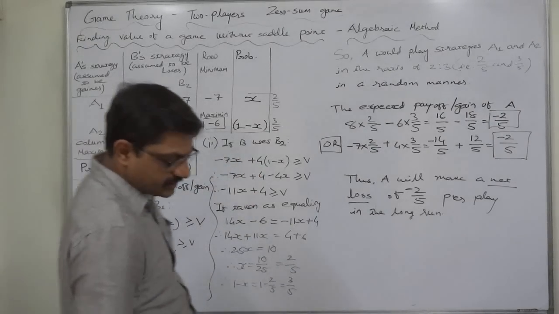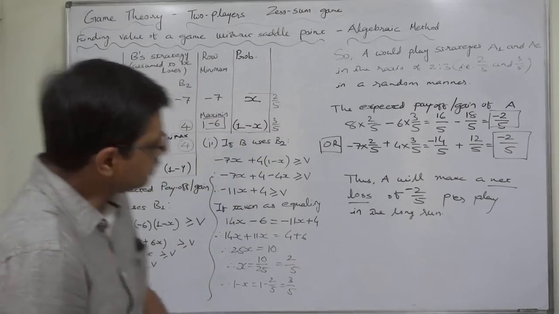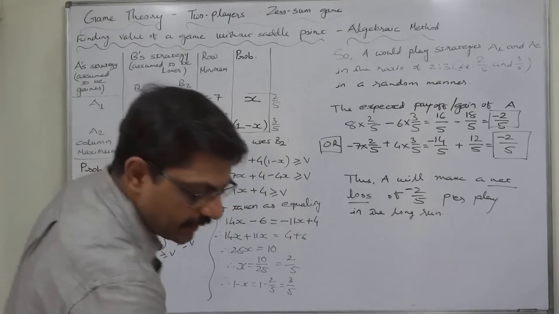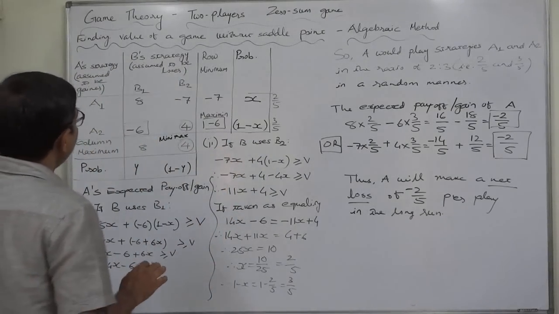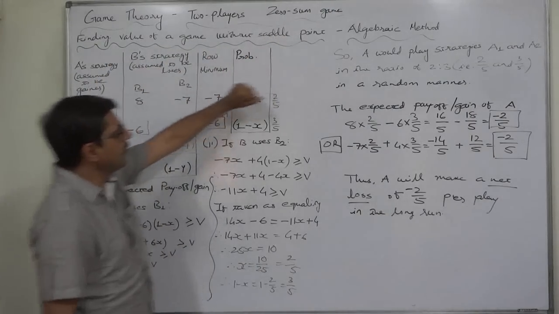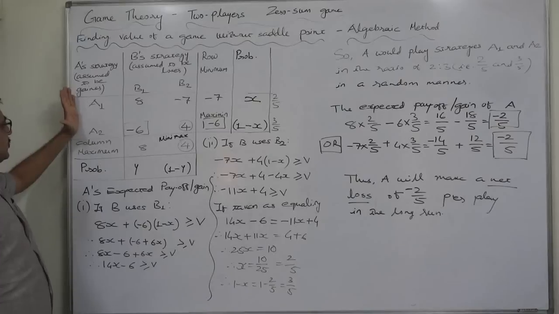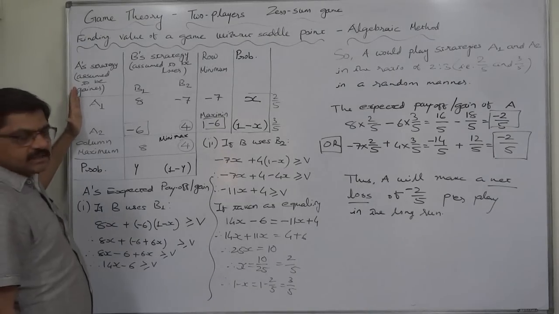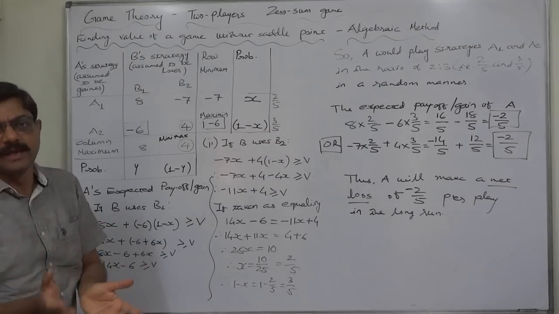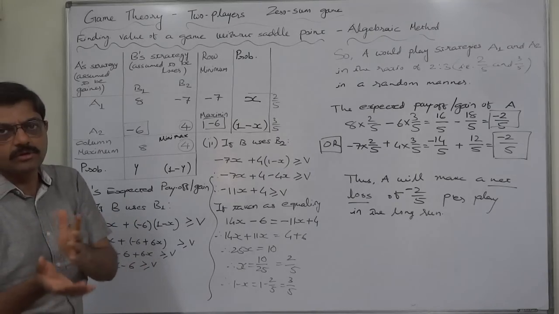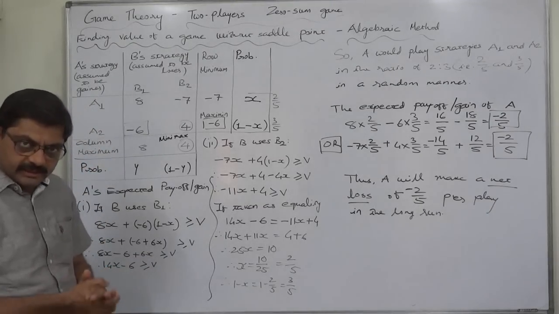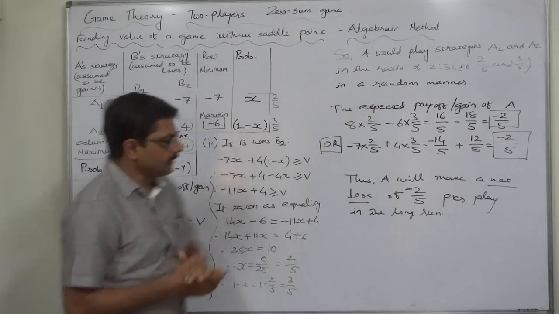Now if the same game is taken from B's point of view, we have to take utmost care because we have assumed that B is the loser. This is a two players zero sum game. Why zero sum game? The gain of A and loss of B will be the same. The same amount will be there. If A gains 100 rupees or say 100 points, B is going to lose 100 rupees or 100 points. That's why this is called zero sum game.